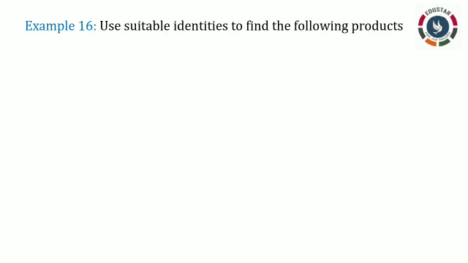Come, let's move to the sum. Example 16 of your NCERT book, chapter number 2, Polynomials. Use suitable identities to find the following products. And our first subdivision is x plus 3 into x plus 3. So, see the question clearly. This is of which format? X plus y into x plus y, which can be written as x plus y the whole square.